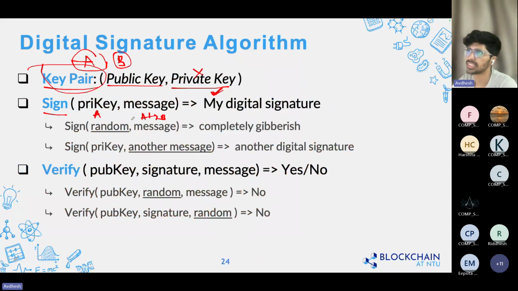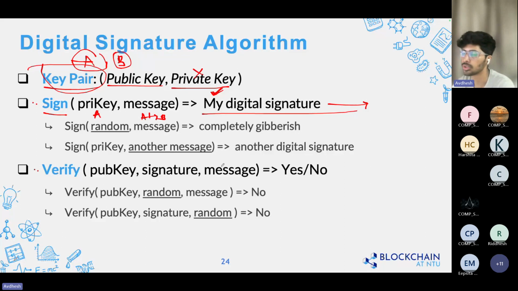1 Bitcoin. This is the message, and this is the private key, which creates a digital signature. And this is very unique. You cannot forge this. And this digital signature algorithm, these two functions are one-way functions, kind of.